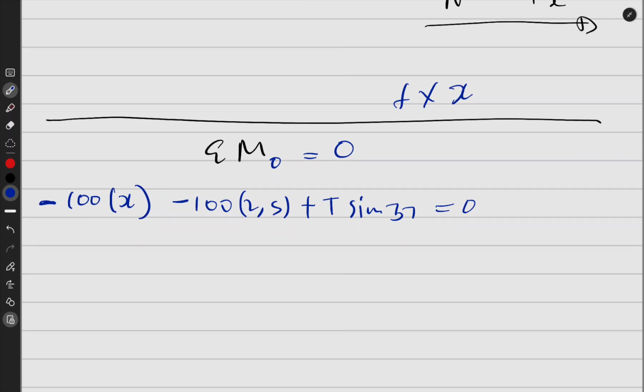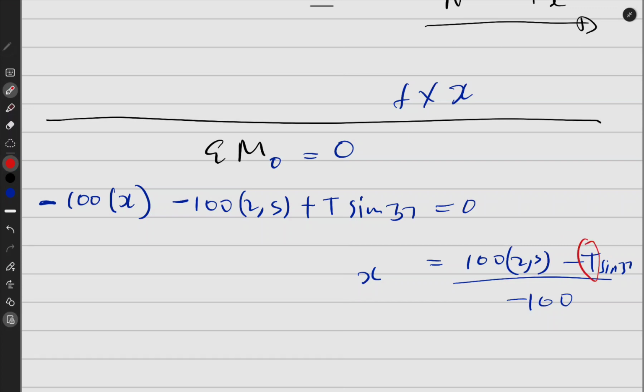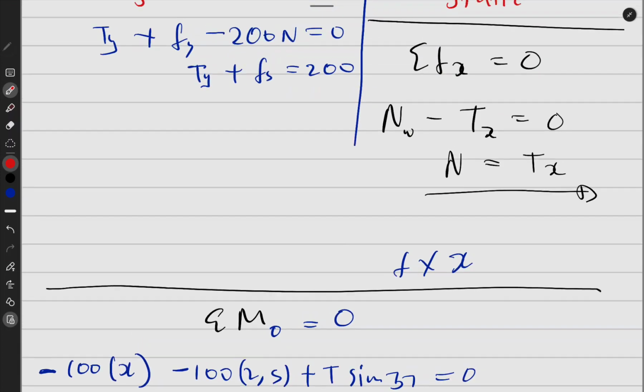Okay, from here I could solve for x, but the T is the problem. That's cool, we're fine with that. We can just take all this to the other side, which is going to be 100 times 2.5 minus tension sine 37, all over negative 100, and here I'll have x. So I'm done. Yeah, but I have a problem, obviously. I don't know this T. Where will I get T? We don't know. Let's just find out.